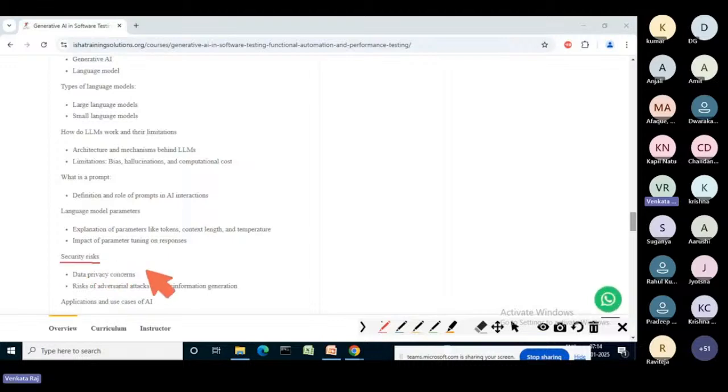And nowadays, guys, every organization focuses on security, right? So what are the security risks associated with AI? What are the data privacy concerns? What are the different risks which come with AI? So we are going to understand that.